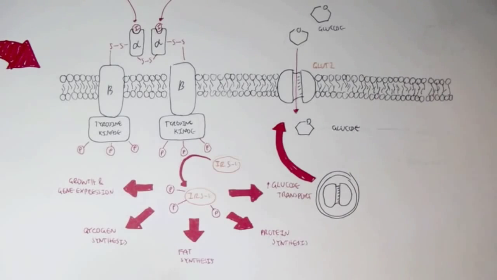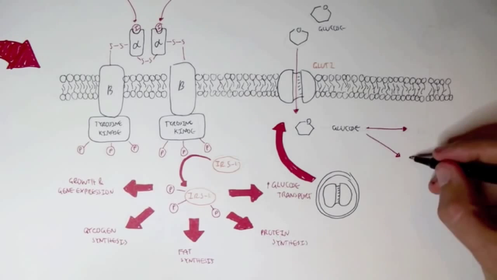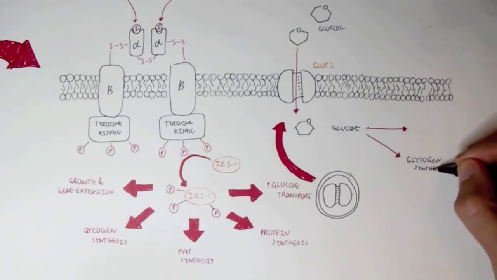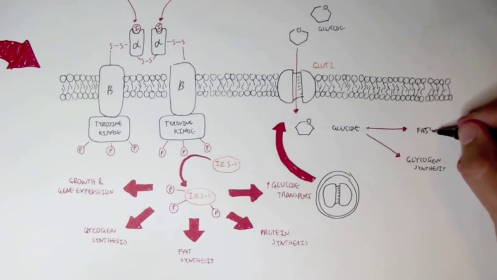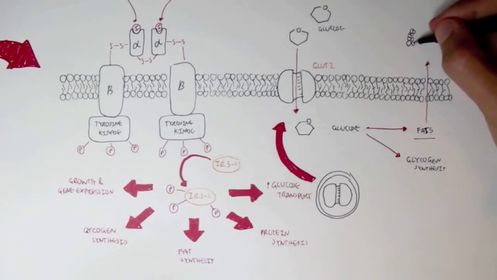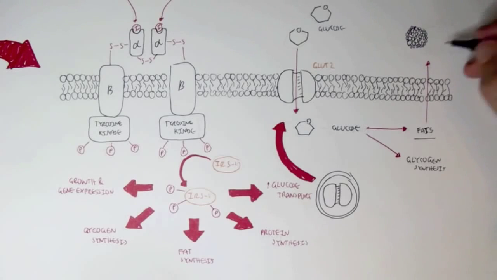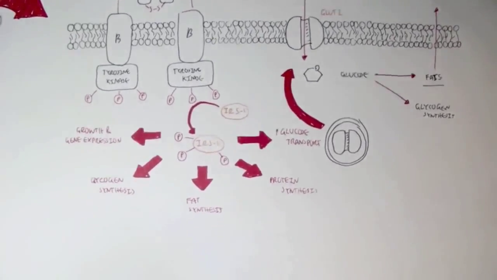So glucose is inside the liver now. And glucose can then have a number of fates. It can be stored as glycogen, as in glycogen synthesis, or it can be converted to fats, which will then be packaged up as VLDLs, very low density lipoproteins, or lipoproteins in general, and exported into the adipose tissue to be stored as well.